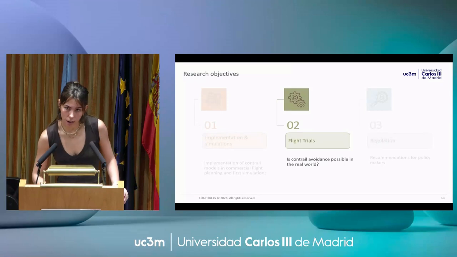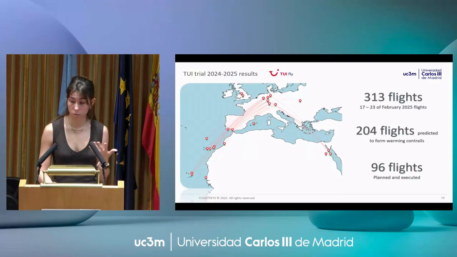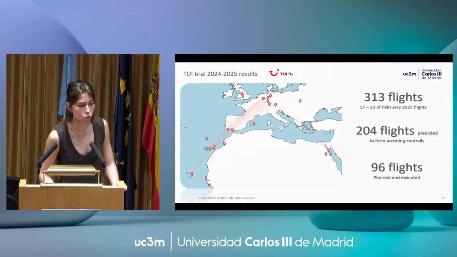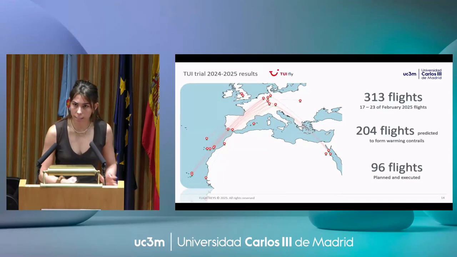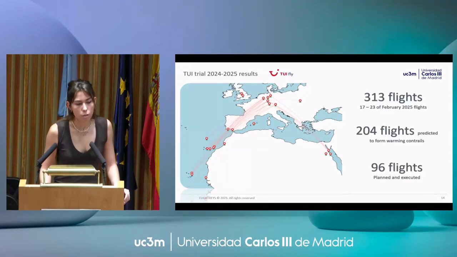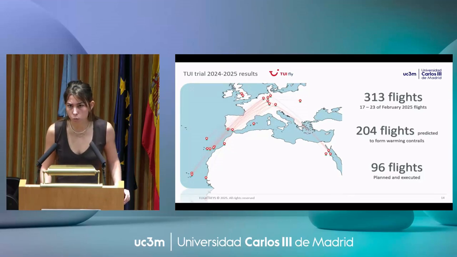Then we look at the flight trials. So we actually managed to do some flight trials with some of the customers, including TUI Fly. The latest one was in February of this year, and from 313 flights of an entire week, we managed to reroute 96 flights from the 204 flights that were predicted to form warming contrails.